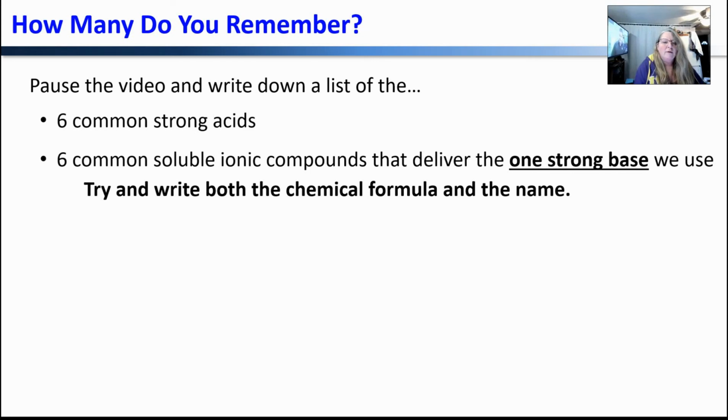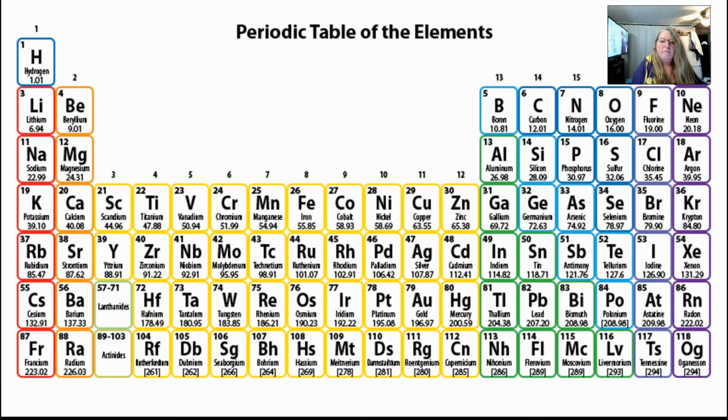So go ahead and make your list of your strong acids and bases and your ionic compounds that are strong bases. Okay, before we do that, because I'm going to give you a list, I want to take a look at the periodic table because it's actually quite helpful.